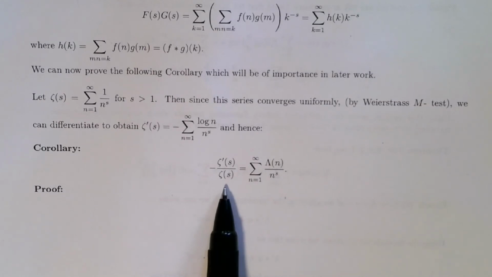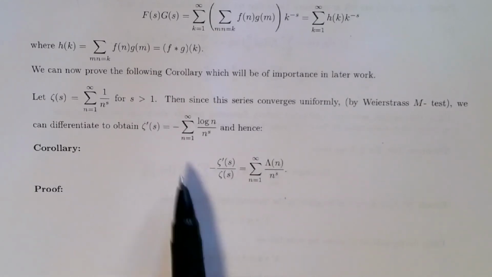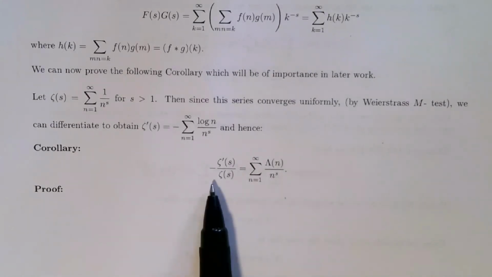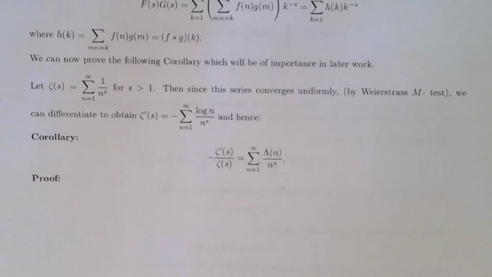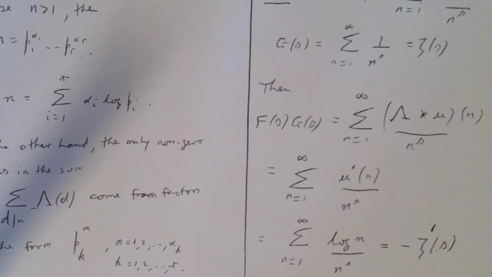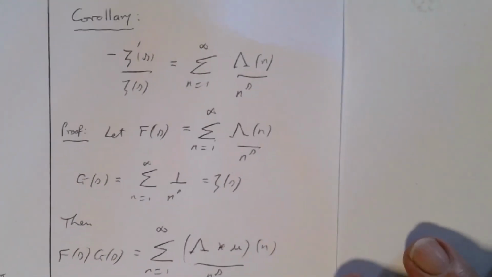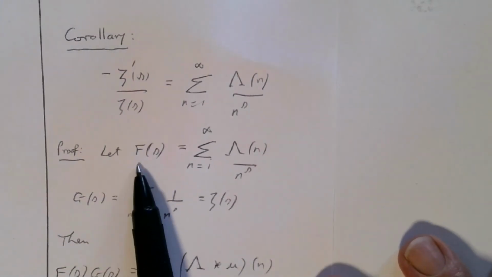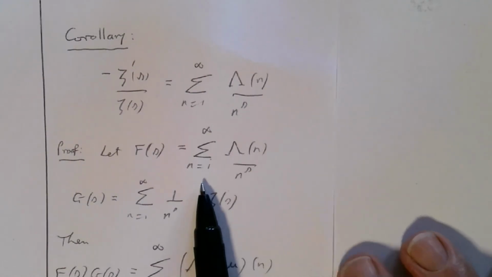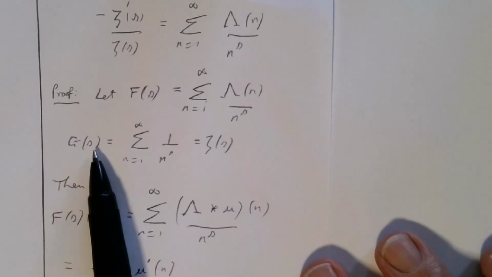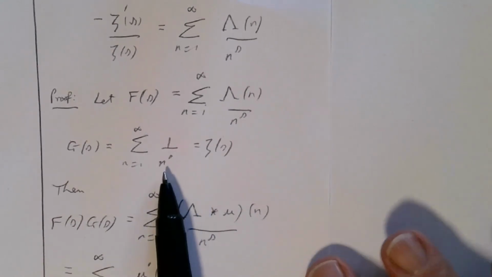And when we start looking at the proof of the prime number theorem, this is going to be very important for us. By the way, notice that this here, forgetting the minus for the moment, is the logarithmic derivative of zeta, just to observe in passing. Okay, the proof of this goes like this. I'm going to prove this corollary, so I start off by letting f of s be equal to this Dirichlet series for the von Mangoldt function, and I'm going to put g of s to be zeta of s, so that's 1 over n to the s.